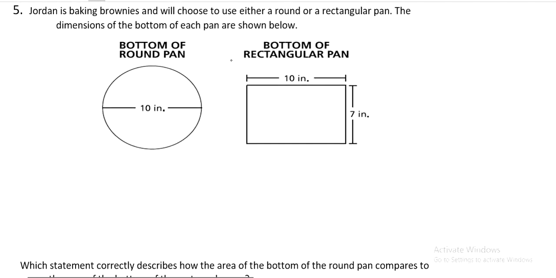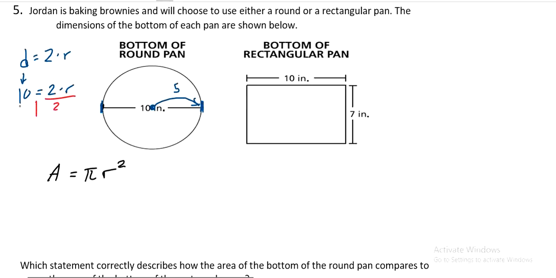Well, round pan is a circle. The area of a circle is equal to pi r to the second. In this one, the diameter, the distance all the way across is 10. So from here to here is 10. That means the distance from halfway, from the center to the edge, is just 5. Again, you could have also done d equals 2 times r. The diameter is 10. You could have found the radius like that also. Dividing each side by 2. And then you find out that your radius is 5.